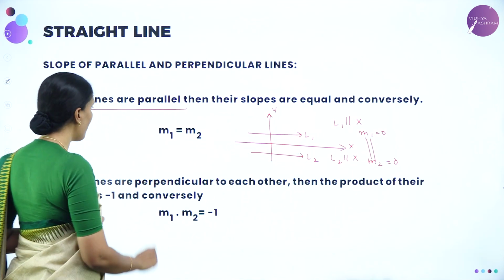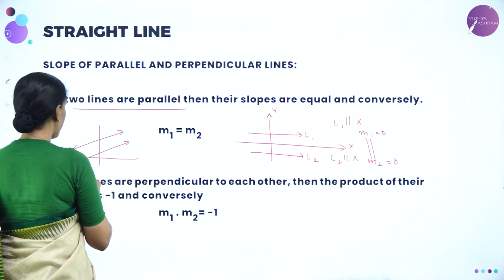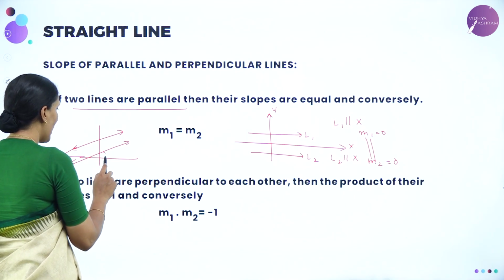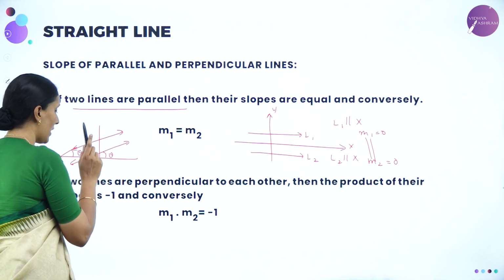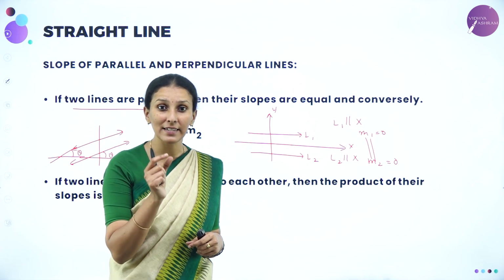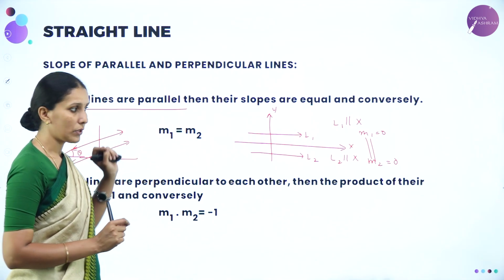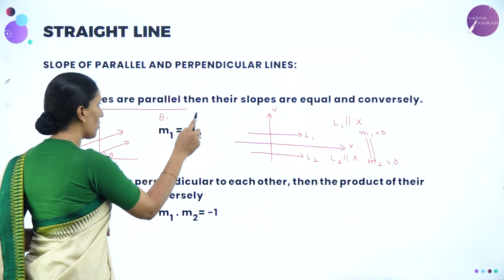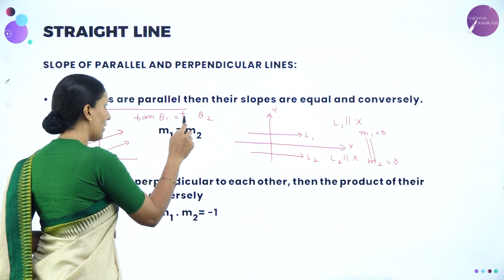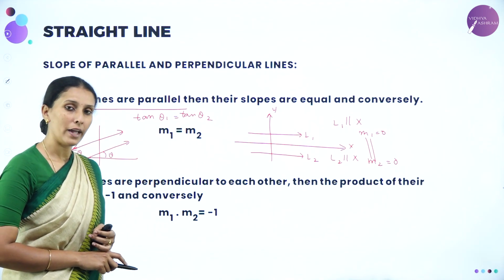Now, clearly, we can say m1 and m2 are equal. What if we have straight lines like this, two lines which are parallel to each other? If we extend this line, the angle between them will be the same. That means the two parallel lines will intersect the x-axis with the same inclination and hence the slopes will be equal. Since theta 1 is equal to theta 2, if we apply tan on both sides, then tan theta 1 will be equal to tan theta 2. That's why the slopes m1 will be equal to m2.